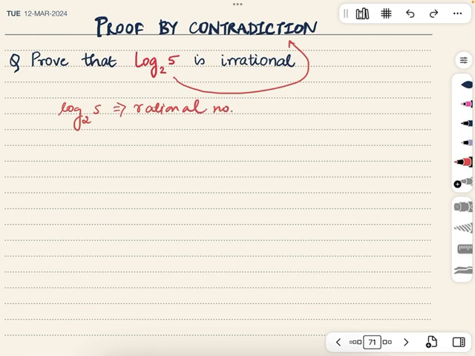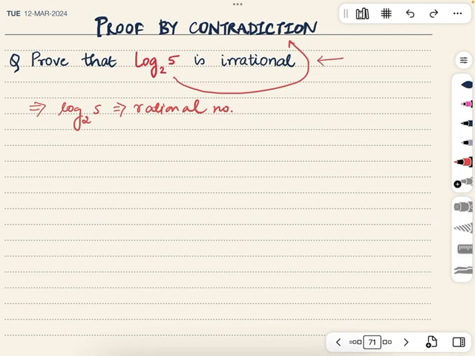Since we have assumed it, our thought process should be that now I'll have to try to make it something which is not true. And if my assumption is not true, that means automatically what has been said becomes true.